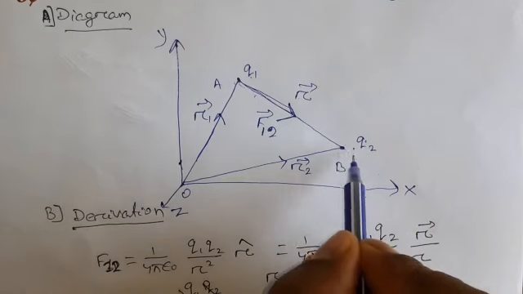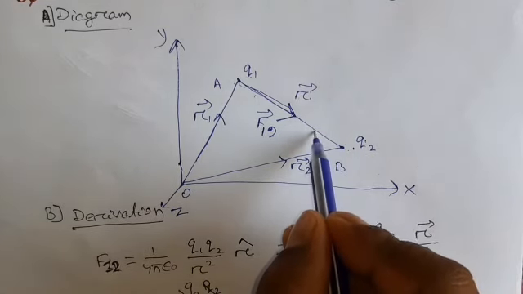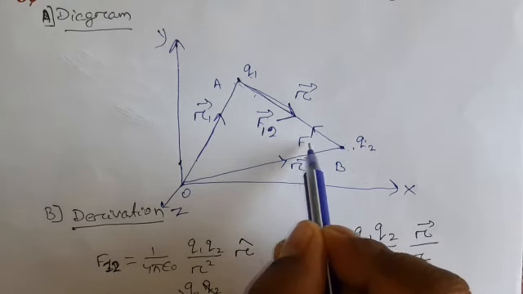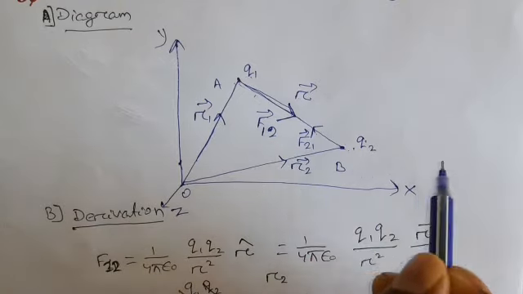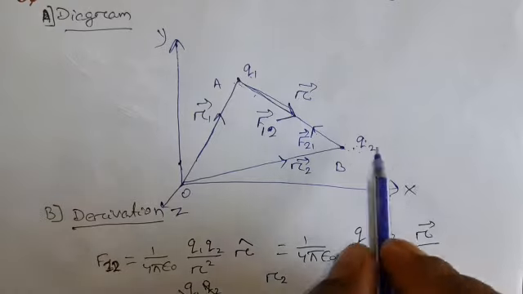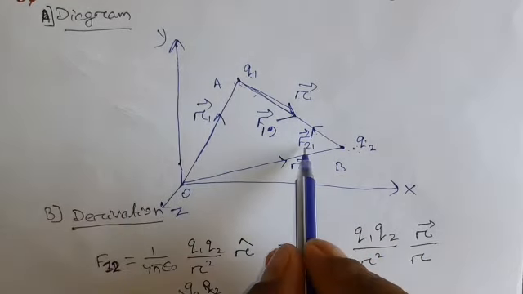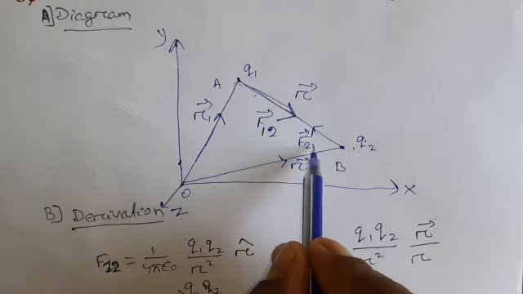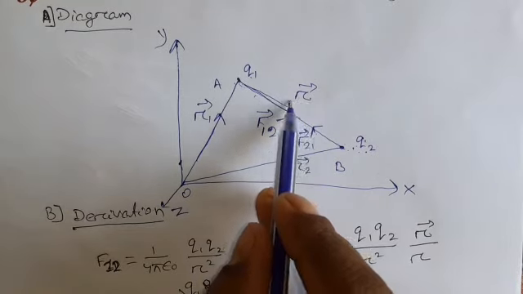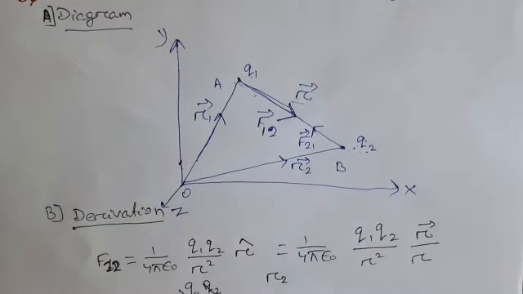So force on q2 due to q1, what will be its direction? Towards the direction of q1. So this will be F21 vector, force on q2 due to q1, because q1 will pull q2 towards itself. So what will it be? Force F21 vector, force on q2 due to q1, is opposite to the displacement vector. The direction of F21 is opposite to the displacement vector.